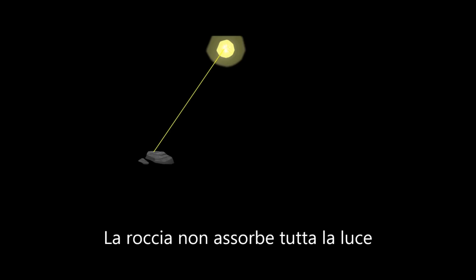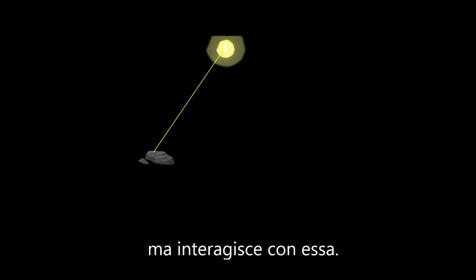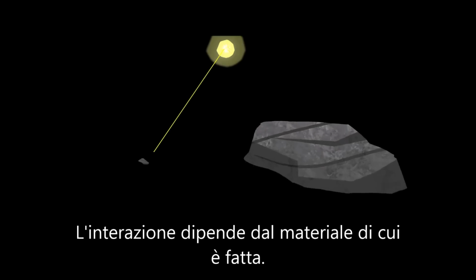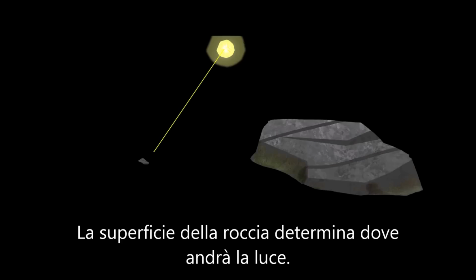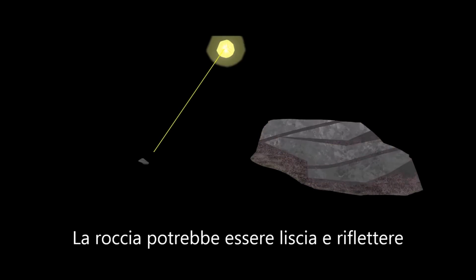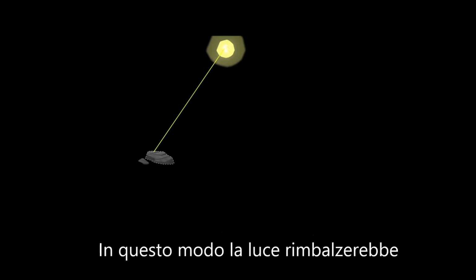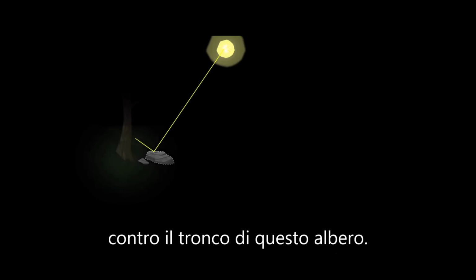The rock does not absorb all of that light ray. It actually interacts with it. And this type of interaction depends on what that rock is made of and what its surface texture looks like, that determines where that light goes next. The rock's surface may be smooth and reflective, like a brand new shiny car, which will cause that sun ray to bounce off of it, casting light on the backside of this tree.